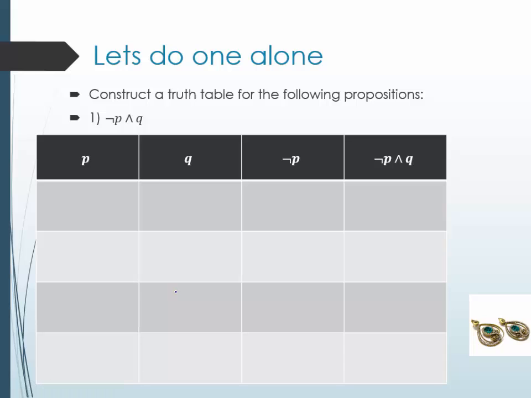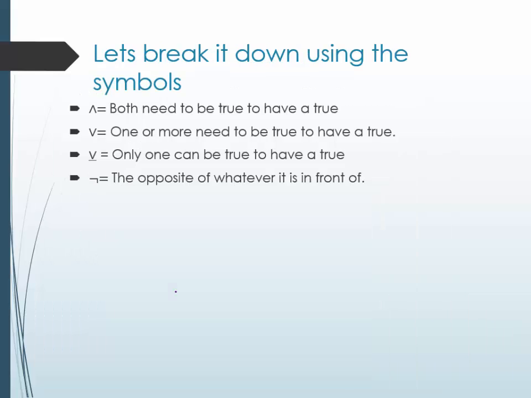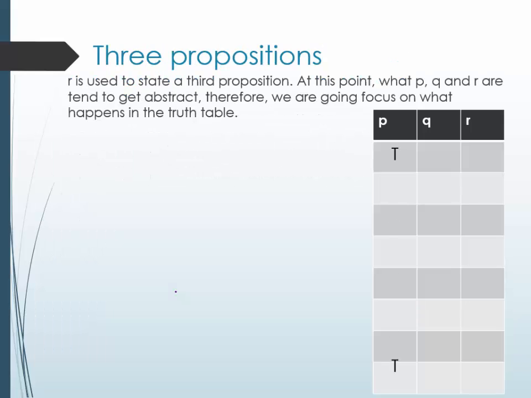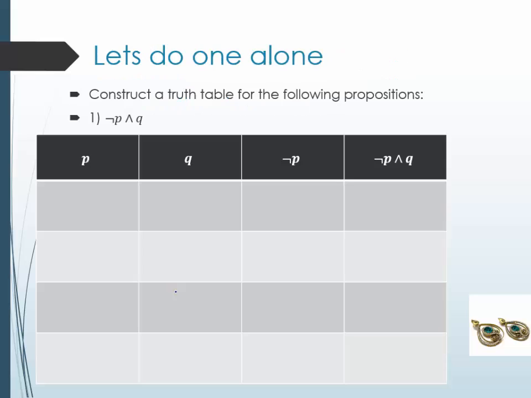Let's do one alone. Okay, do one alone. I set up the truth tables. You need to fill it in. Have you already done it? Who's not done it? Okay, bust it out. Breakdown of the symbols. 3 propositions. Okay.